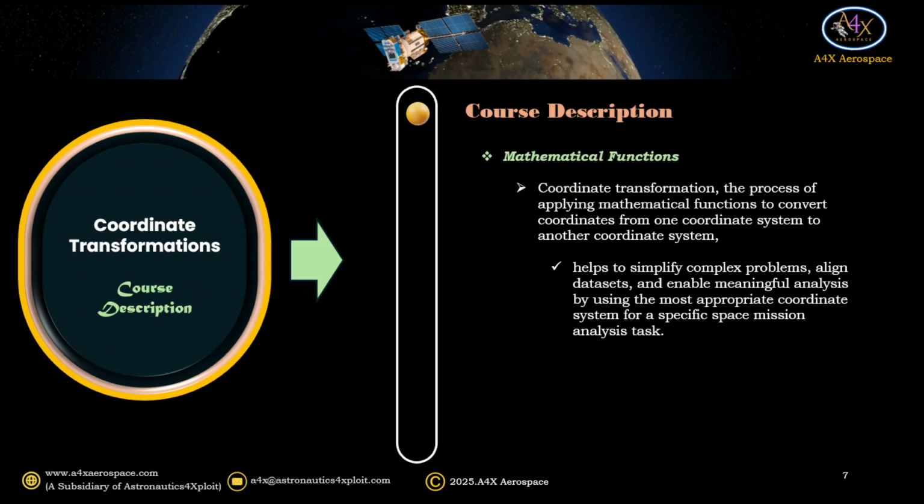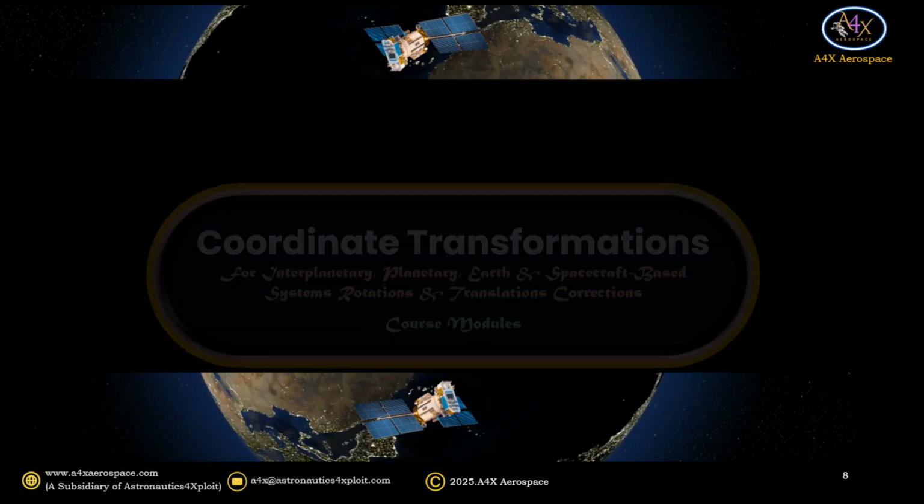Coordinate transformation, the process of applying mathematical functions to convert coordinates from one coordinate system to another coordinate system, helps to simplify complex problems, align data sets, and enable meaningful analysis by using the most appropriate coordinate system for a specific space mission analysis task.